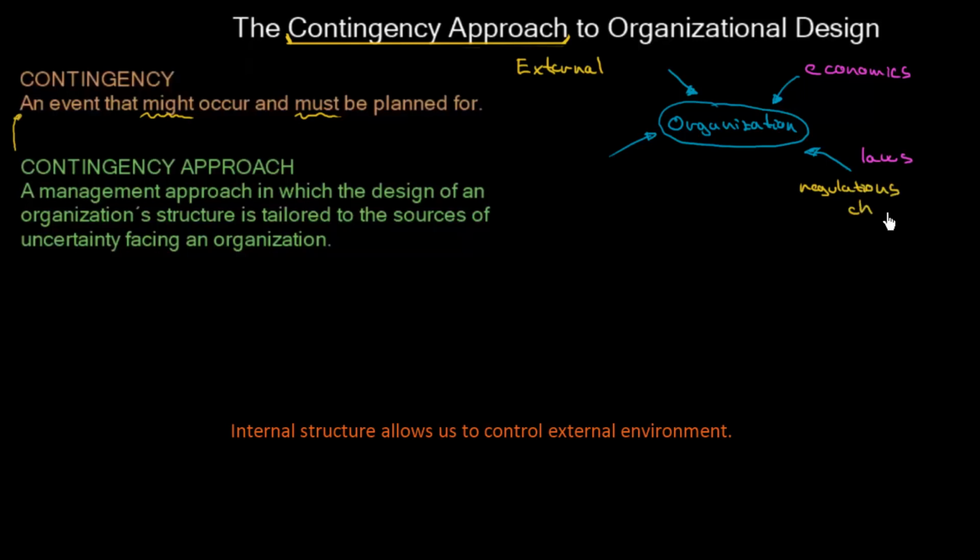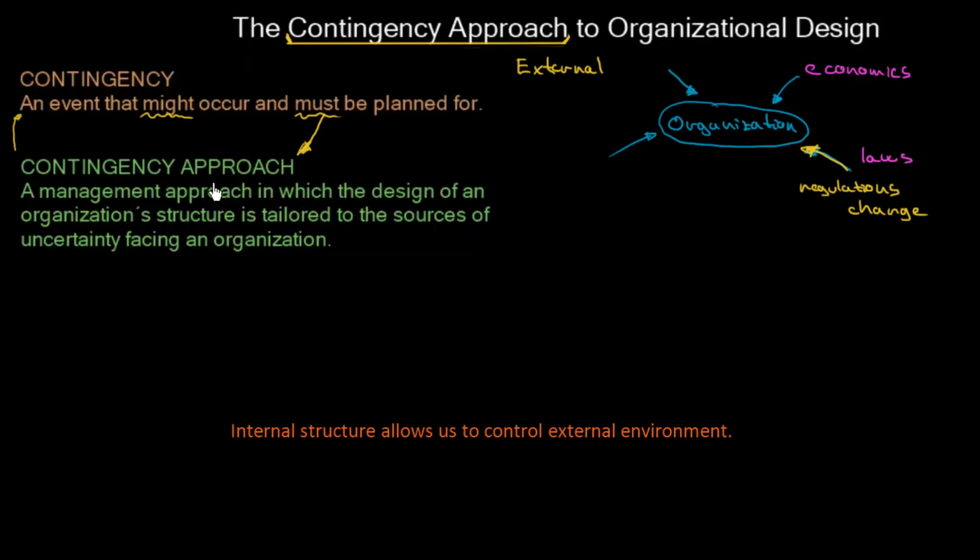So if we have a factory, let's say the regulations change is that we need to take more care about how clean our factory is, and that is a contingency and it is going to influence our business. So all of a sudden it has occurred and we must plan for it, because it can change. And this part, that we must plan for it, is described in our contingency approach to organizational design. So let's see how we should plan for it.